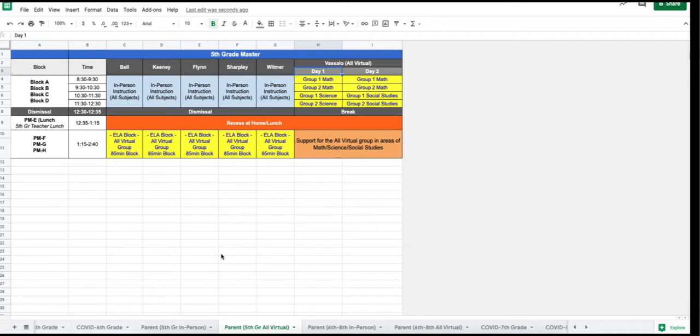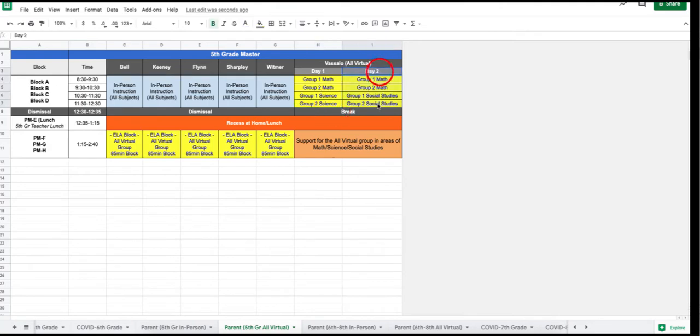Mrs. Vasallo will take care of the instruction for math, science, and social studies for those kids. So in this example right here, we'll have 2 groups for math, 2 groups for science, 2 groups for social studies. For example, in this particular schedule, 8:30 is going to be math group 1, 9:30 is going to be math group 2, 10:30 would be science group 1, 11:30 would be science group 2.